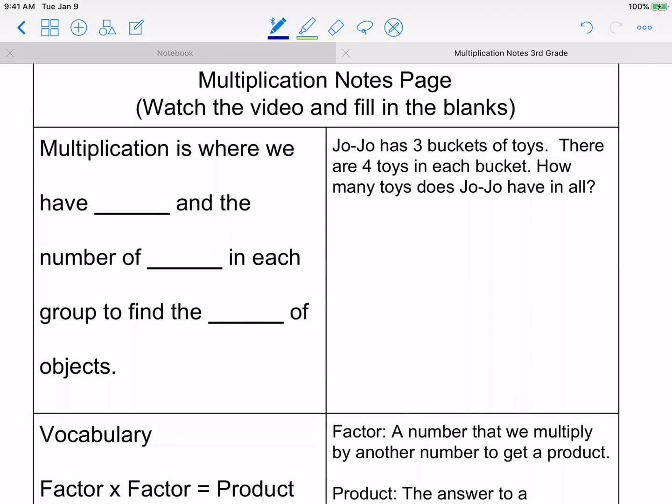Hey friends, so today we're doing something a little bit differently. You're going to take notes on your notes page and then you're going to fill in the blanks as I talk you through this multiplication worksheet.